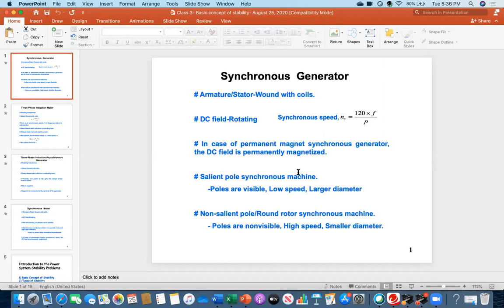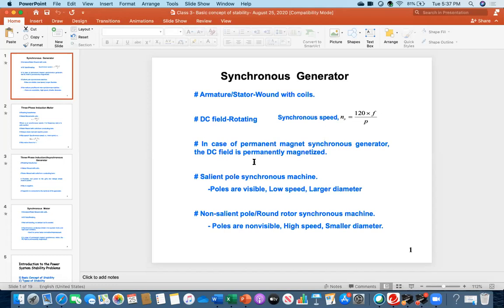Now I have written a couple of things, and then I am going to the whiteboard. In the case of a permanent magnet synchronous generator, the DC field is permanently magnetized. Now, the DC field, as I mentioned last class, you have to magnetize with the help of DC excitation, with the help of a DC source. So this is the conventional or traditional generator practice. But there is a new concept called the permanent magnet synchronous generator. In that case, it is permanently magnetized, for example, for about 30 or 35 years.